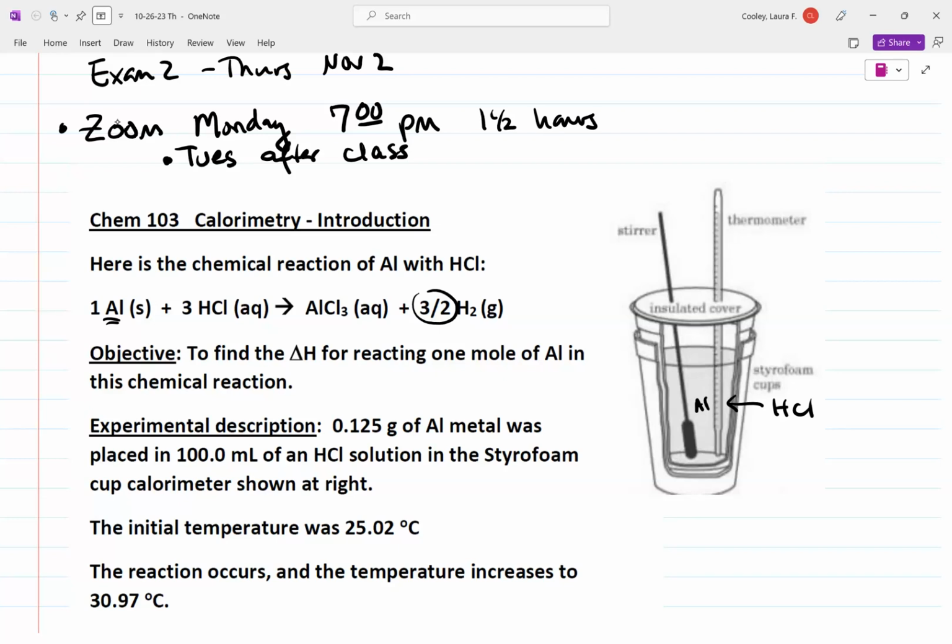So this aluminum reacts. At the beginning of the reaction, you're down here, probably at room temperature, which is like 25. Well, here it's 25.02. That's where this reaction starts. But then this reaction releases heat, the temperature goes up, and at the end of the reaction, it's 30. Well, I guess I made it go up a little too far because it only goes up to 30.97 degrees C. Okay, so we have a temperature rise because the reaction's given off heat.